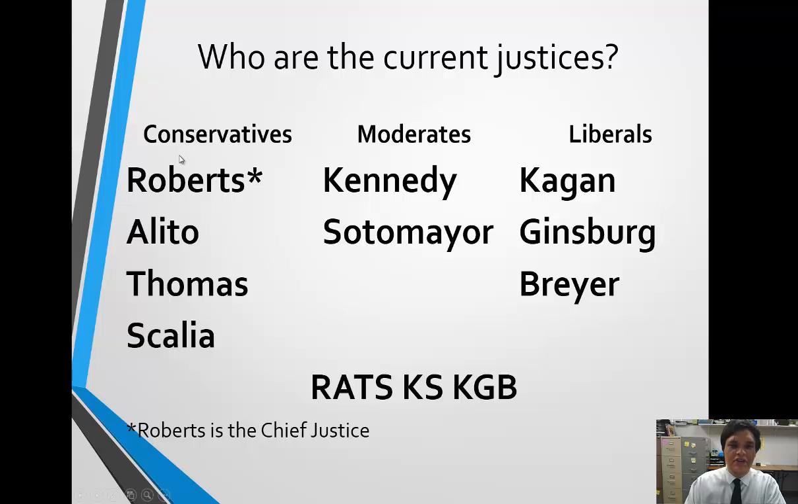The conservatives, you currently have 4 of them that typically identify with the conservative ideology. You have Roberts, Alito, Thomas, and Scalia. So if you want to remember that really easy, it's RATs. RATs are the conservative judges. The moderates are Kansas, KS. Kennedy and Sotomayor are the 2 typically considered to be moderates on the Supreme Court.